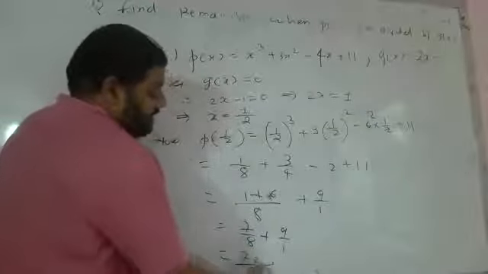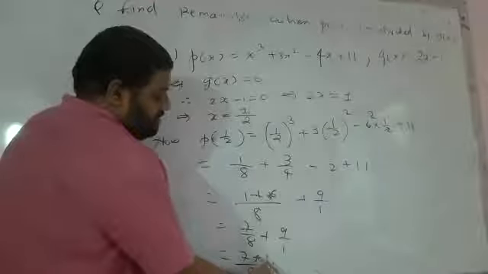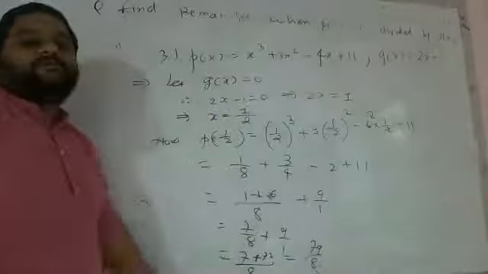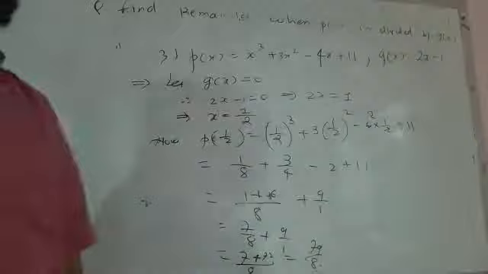8 times 9 is 72, plus 7. So it will be 79 by 8. Yes, understood or not?